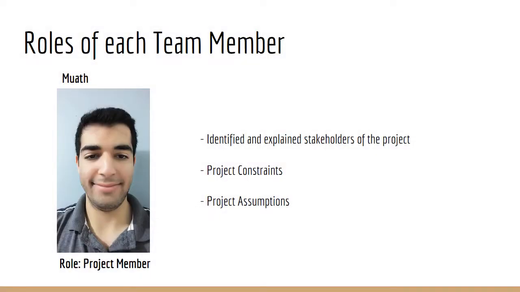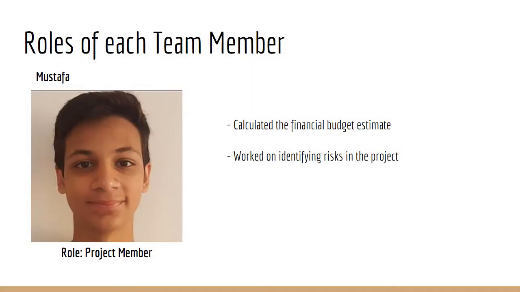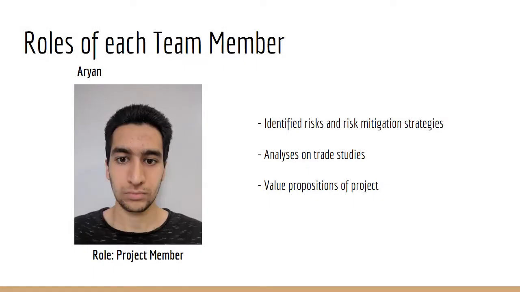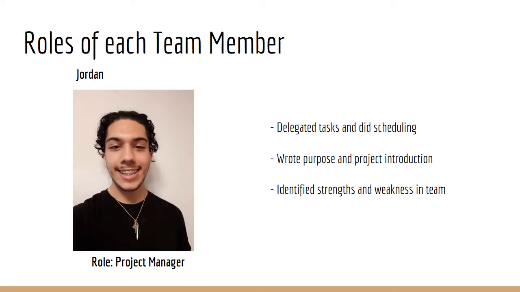Muath's role was identifying and explaining the stakeholders, the project constraints, and the project assumptions. Mustafa's role was calculating the financial budget estimate and working on identifying risks in the project. My role was identifying risks and risk mitigation strategies, analyzing trade studies, and value propositions of the project. Lastly, Jordan delegated tasks, did scheduling, wrote the purpose and project introduction, and identified strengths and weaknesses in the team.